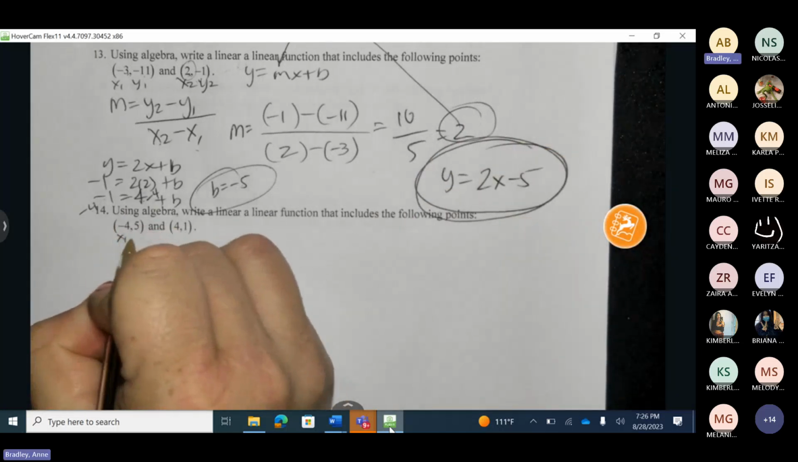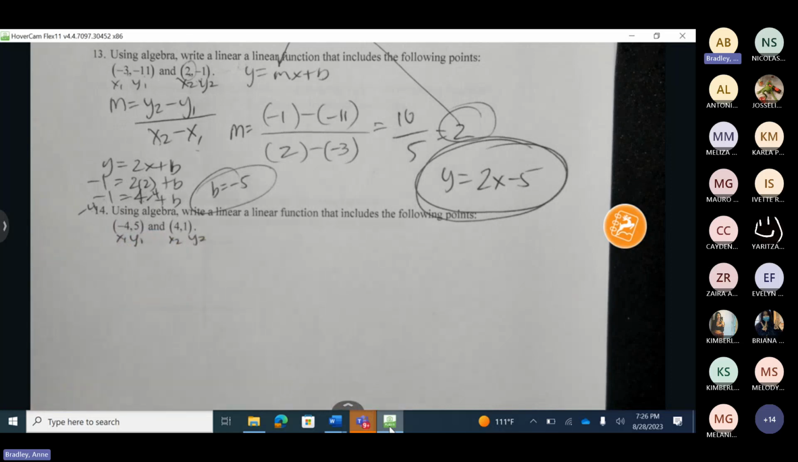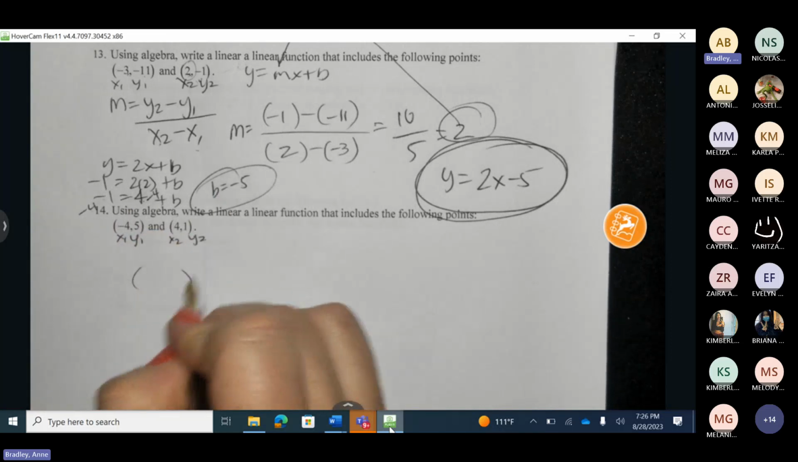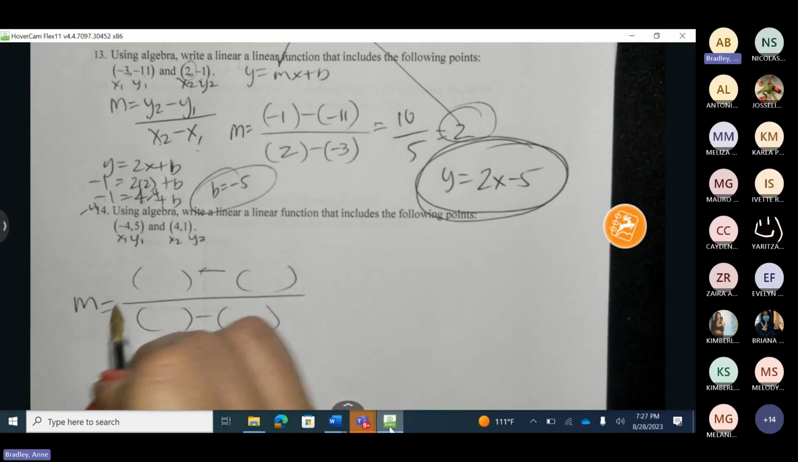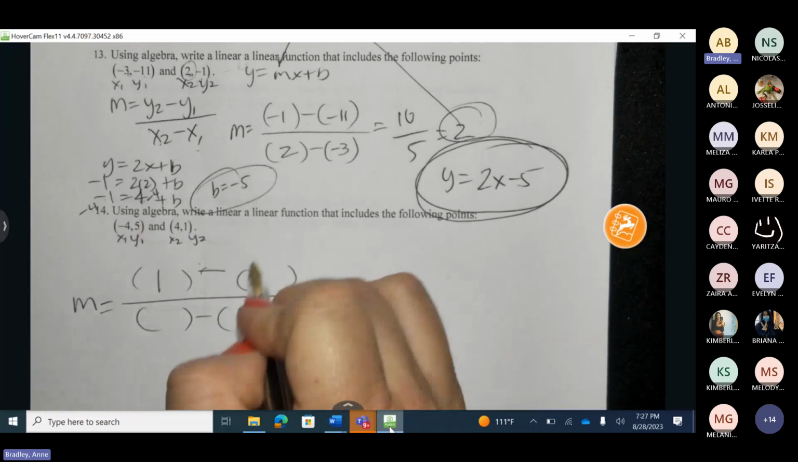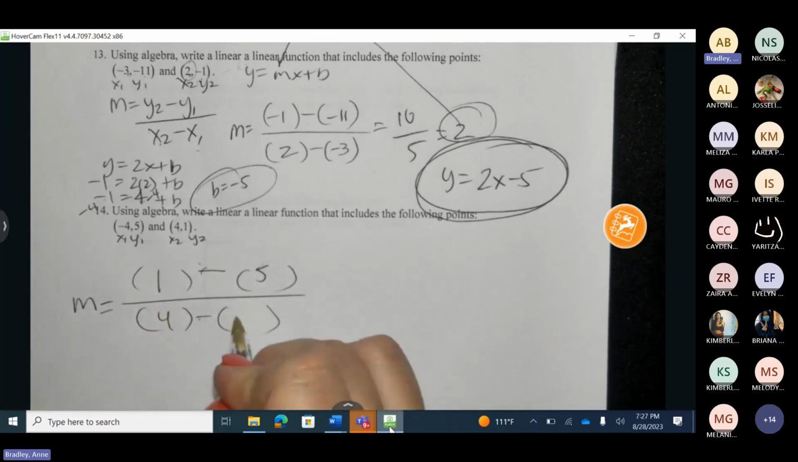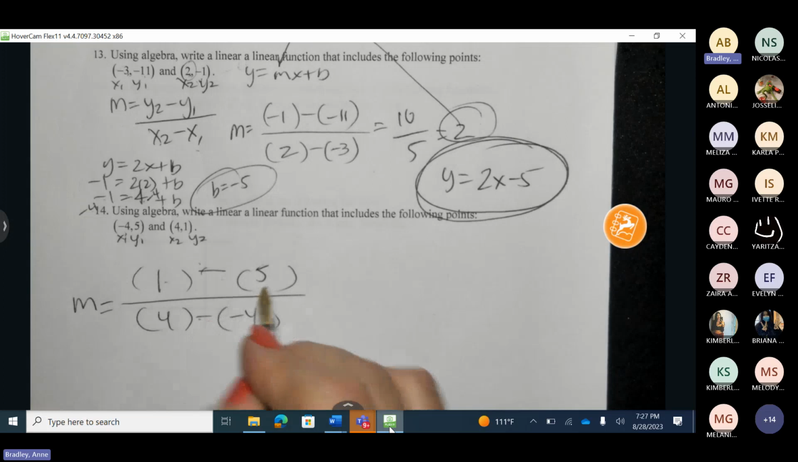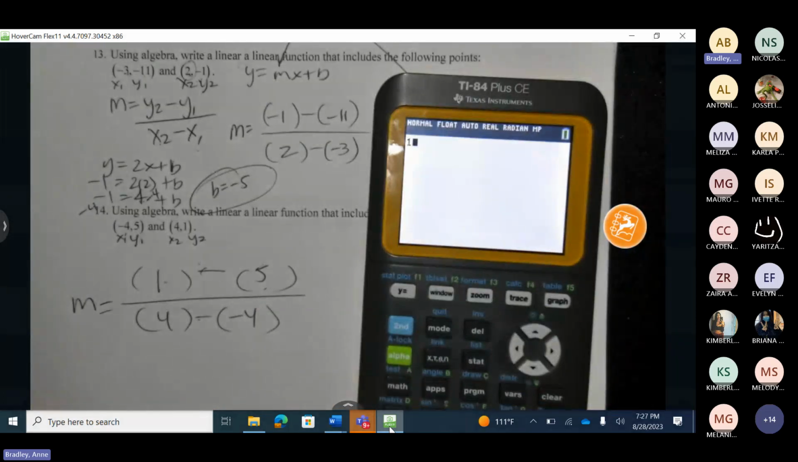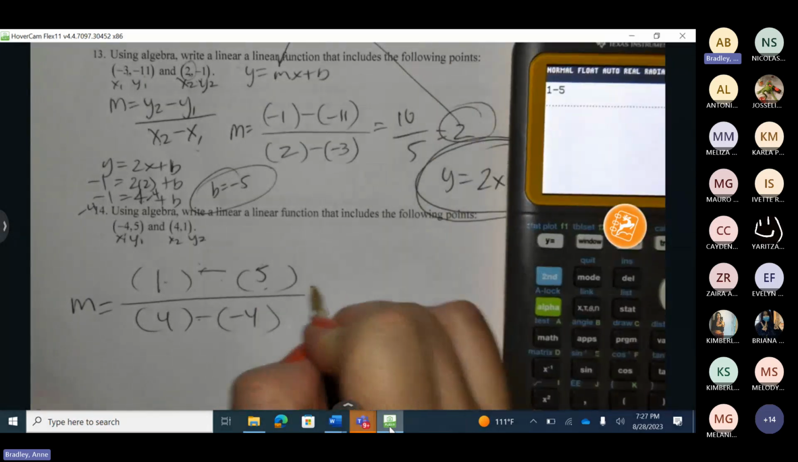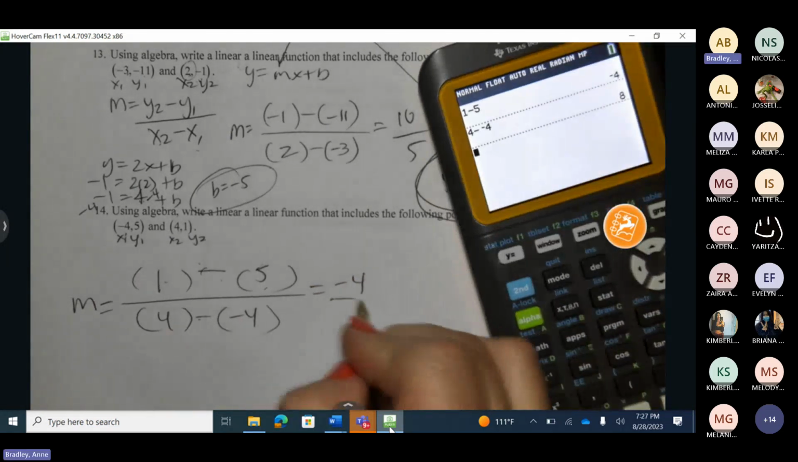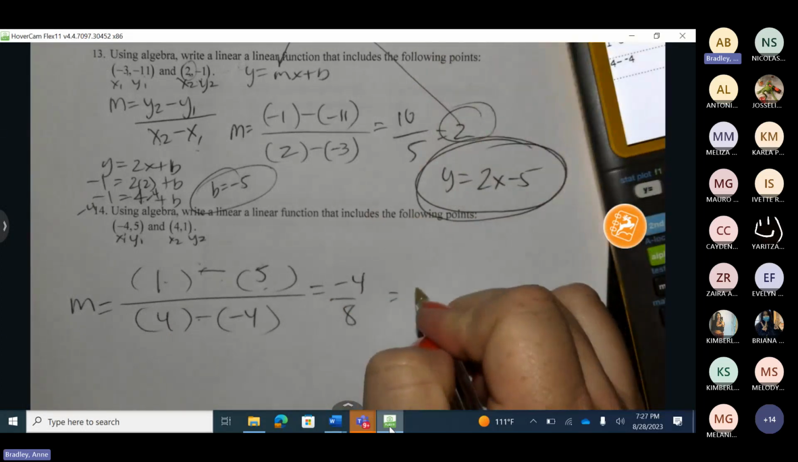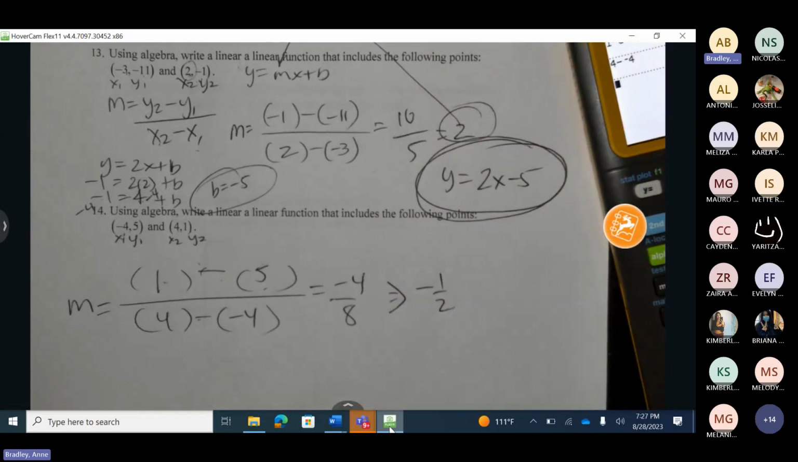All right, here's the next one. X1, Y1, X2, Y2. Again, we are going to plug this in here. And we're always going to do the Y2 first. So 1 subtract 5 and 4 subtract -4. 1 subtract 5. Again, if you're not comfortable, you do 1 subtract 5, and you write down the answer. And if you're not comfortable, you do 4 subtract -4. And then you divide, so not to get -2, to get -1/2. What if you don't reduce it? You'll still get the right answer in the very end.